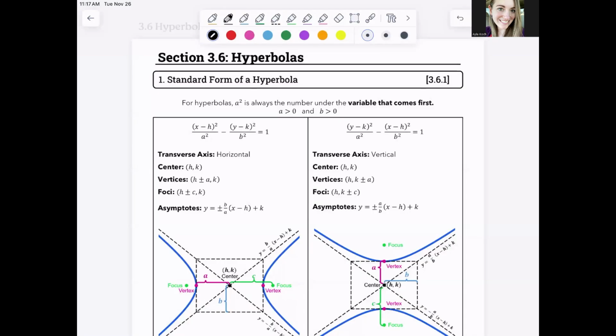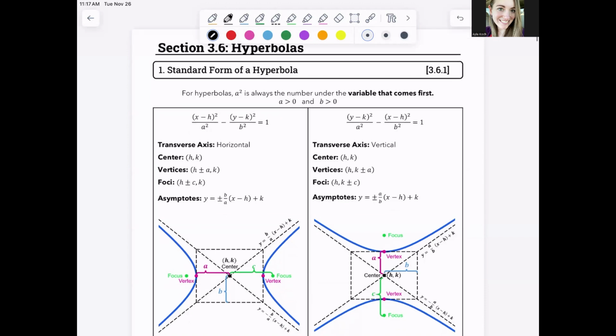Section 3.6, Hyperbolas. As long as I don't change my mind in the future, this is the last of our conic sections we're going to cover. We covered ellipses, and now we're covering hyperbolas. Circles are something you should have covered in a previous class. The only other one is parabolas, which you've also seen in a pre-calc 1 class. Hyperbolas are the last one that you haven't seen.